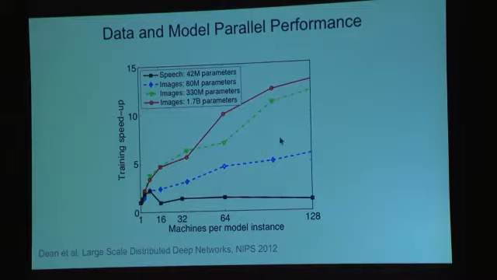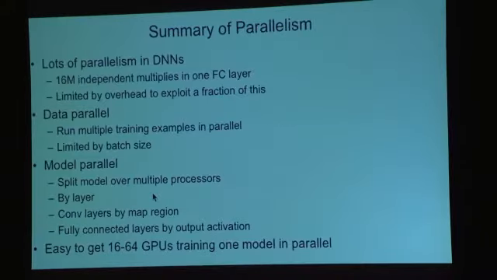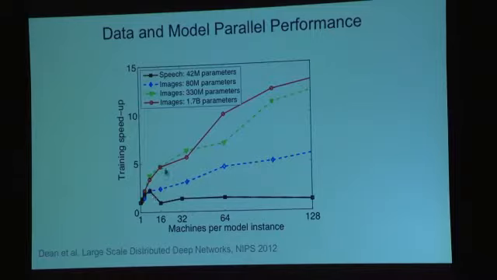This is a chart taken from another Jeff Dean paper, this one in NIPS 2012. What he shows is, if you're trying to just get model parallelism, this is machines per model instance, the parallelism, at least what he saw, was quite low. For the speech network with 42 million parameters, at 8 GPUs, you're going maybe 2 or 3 times as fast. And then it actually gets worse. And this is an example of overhead.